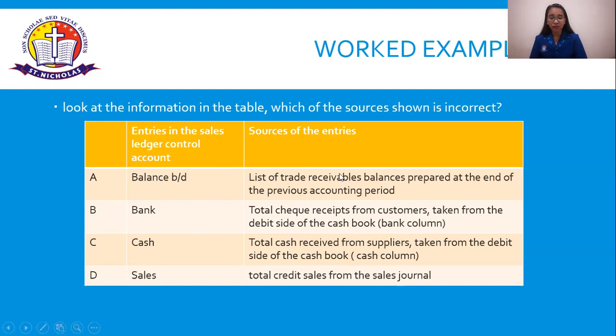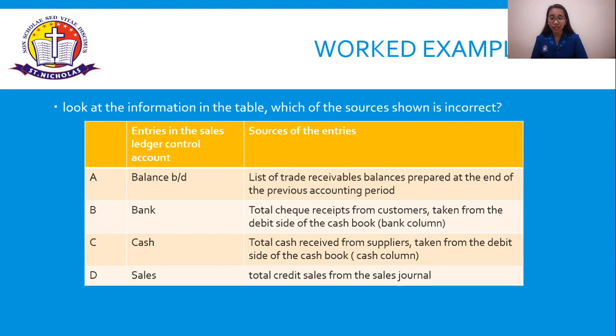So it is right, the BAL b/d is the list of trade receivables. So A is right. We go to B, bank. Bank is the total of cheques received from customers, taken from the debit side of the cash book or bank column. So keep in mind the setup of the cash book. In the cash book, the debit side is receipts and the credit side is payments. Receipts are what we got from the customer. So B is right because receipts from customers decrease our trade receivable, or our sales ledger control account. So the sales ledger control account relates to credit sales and also sales returns and so on.